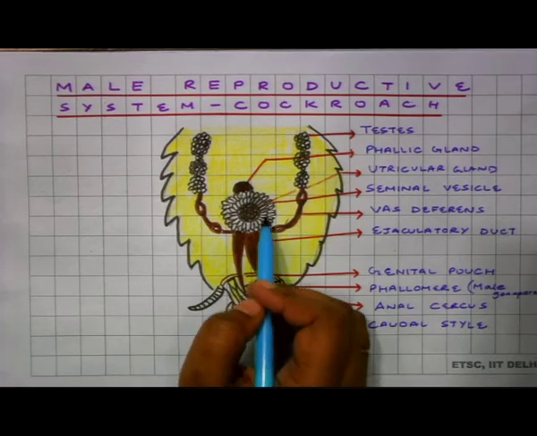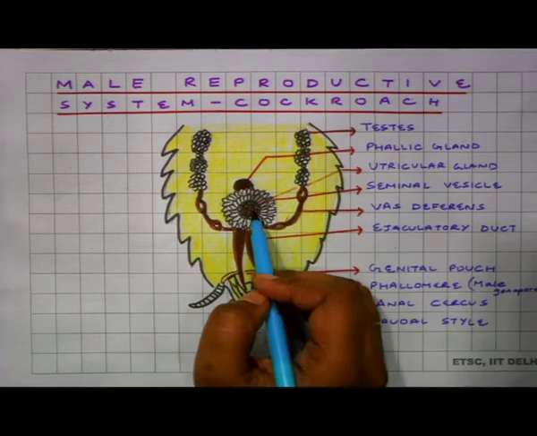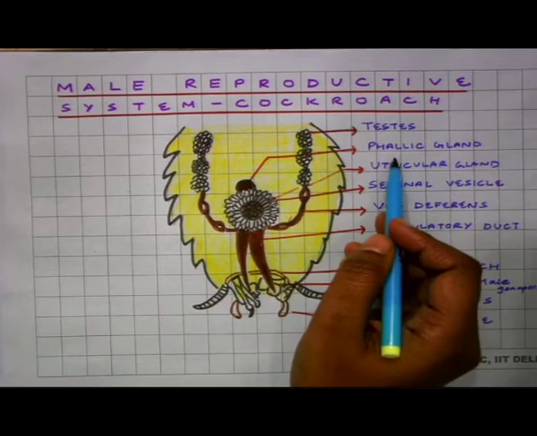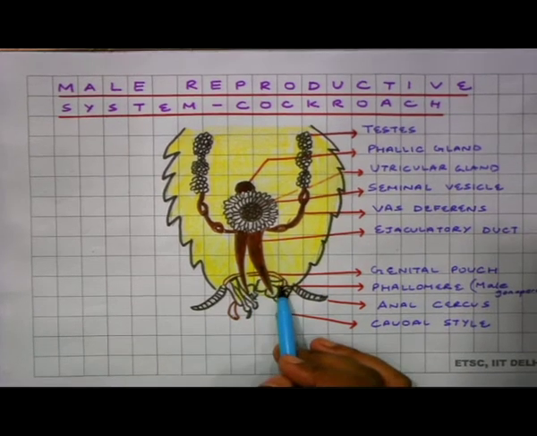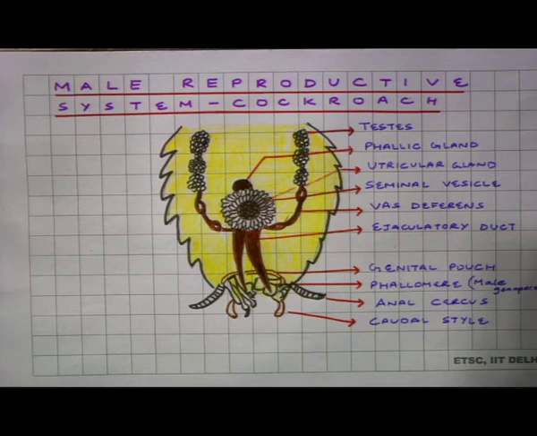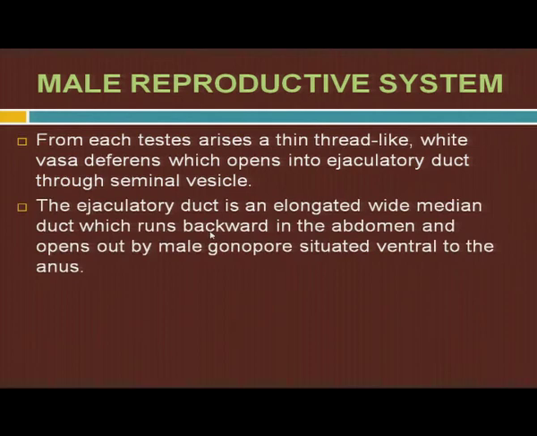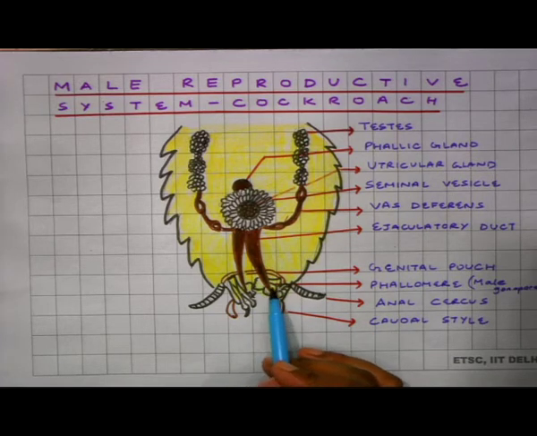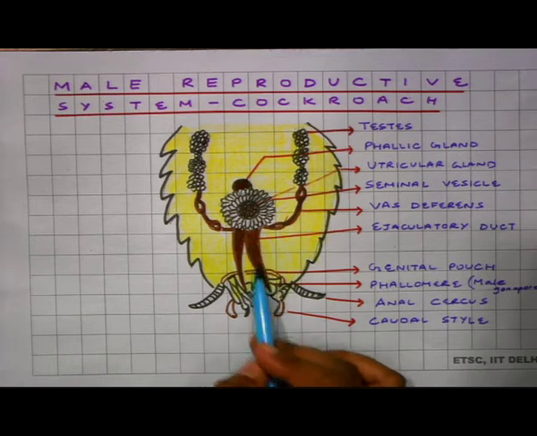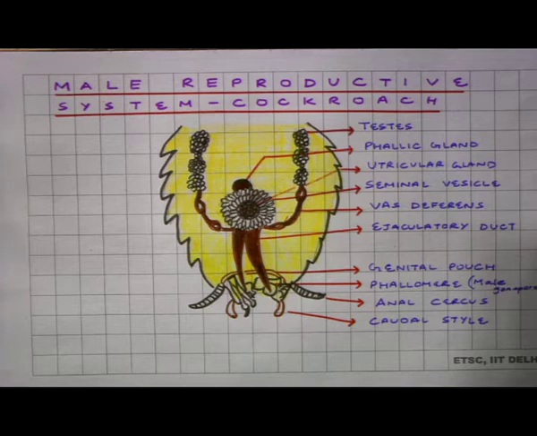And here you can see the glands, 2 types of glands are present, the utricular gland which is mushroom shaped and a phallic gland. Then there is the ejaculatory duct and the genital pouch. So, let us explore more about it. The ejaculatory duct is an elongated wide median duct which runs backward in the abdomen and opens out by a male gonopore. Here you can see the male gonopore, which is situated ventral to the anus.